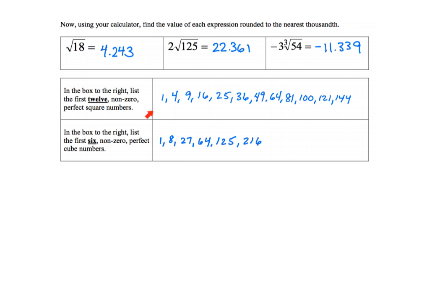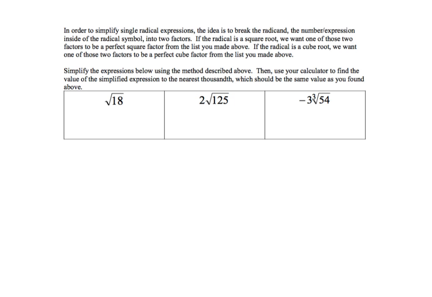The reason I had you write out the perfect squares and the perfect cubes is that knowing these is very helpful when you're simplifying radicals. So in order to simplify single radical expressions, the idea is to break the radicand, the number expression inside the radical symbol, into two factors. If the radical is a square root, we want one of the two factors to be a perfect square from the list you made above. If the radical is a cube root, we want one of those two factors to be a perfect cube factor from the list you made above.